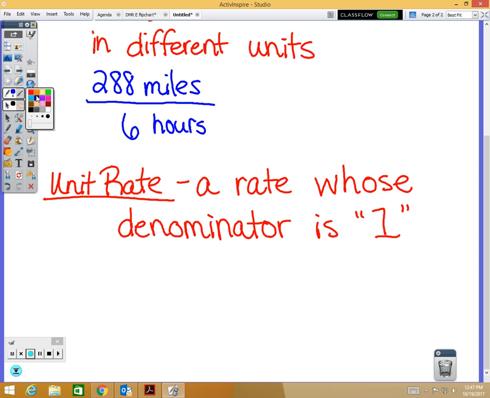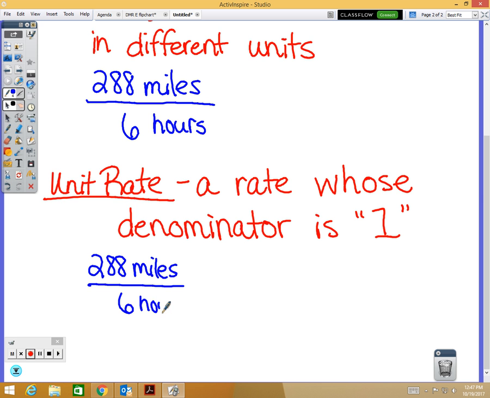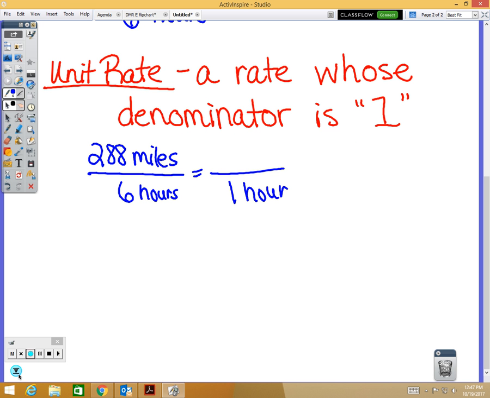So again, I'm taking my original rate and I'm making it so that my denominator, instead of 6 hours, is 1 hour. How could I figure out what my numerator is in this new rate? This is what we're going to use our calculator for. How could we do that, you think? Luke? Excellent. We are going to divide it by 6.